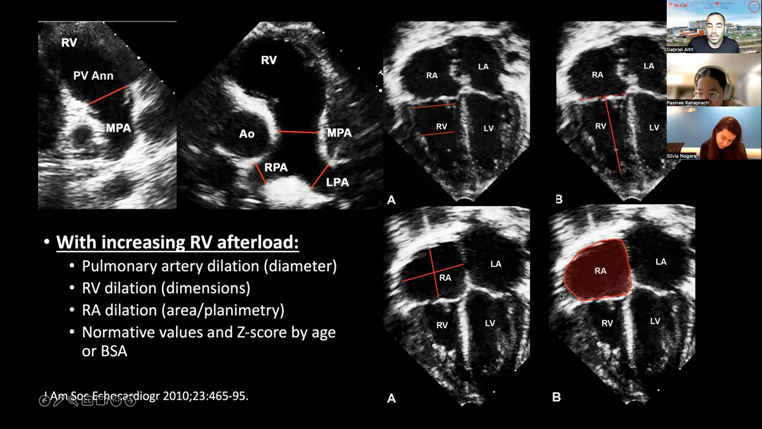The other thing is that when you start having RV diastolic dysfunction, your right atrium is going to start dilating. So there are some papers looking at something called the right atrial planimetry, or the right atrial surface area. This metric is where you trace the border of your right atrium to get an area.